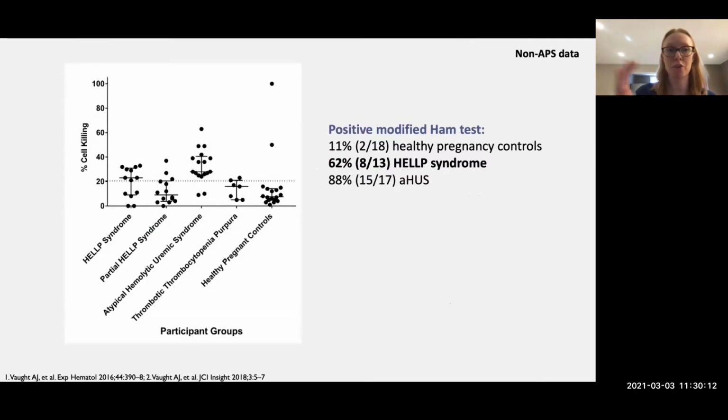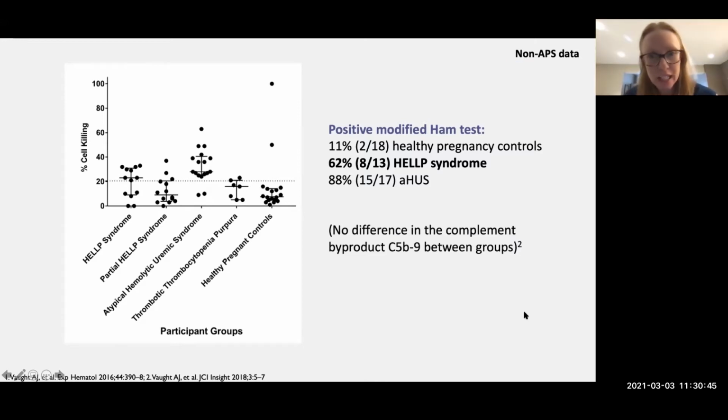So that was all thrombosis related. There was also really interesting data for the modified Ham test not relating to APS, but in those pregnant women who develop HELLP syndrome, so not APS related, but this can develop as part of a severe form of preeclampsia. 62% had a positive modified Ham test compared to healthy controls, similar to that atypical HUS group. And they did not find any difference in complement byproducts between the groups that were tested.